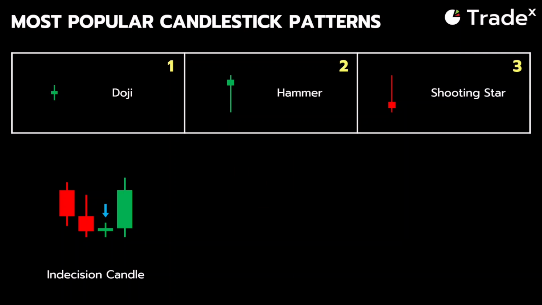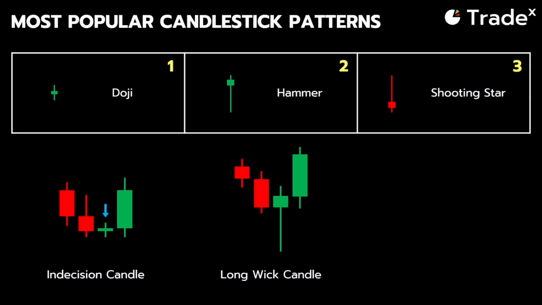Hammer and shooting star are examples of the long wick candle. The hammer appears at the end of a downtrend and signals potential buying pressure. It has a small body near the top of the candle with a long lower wick, indicating that sellers pushed the price significantly lower during the period, but buyers ultimately drove the price back up. This pattern often forms near a support level, suggesting that buying pressure could lead to a reversal or halt in the downtrend.